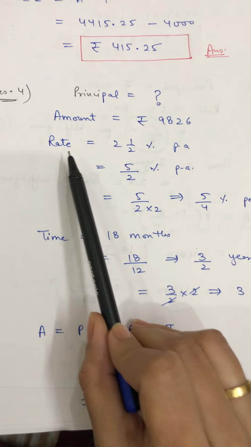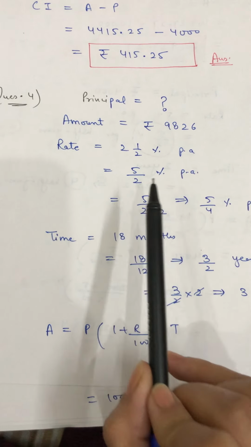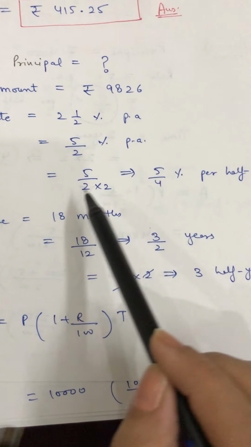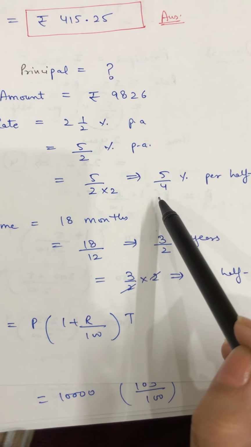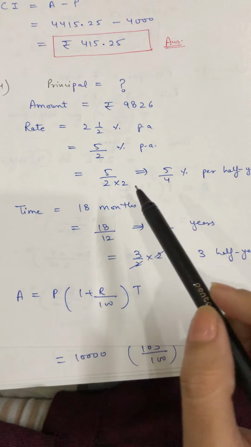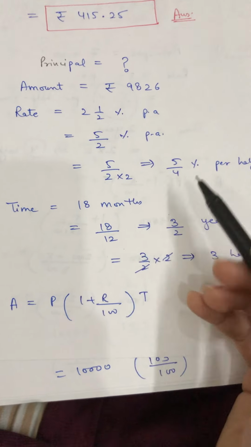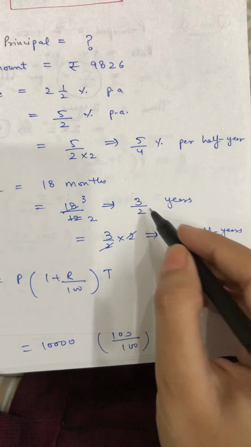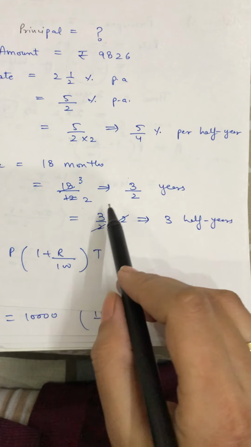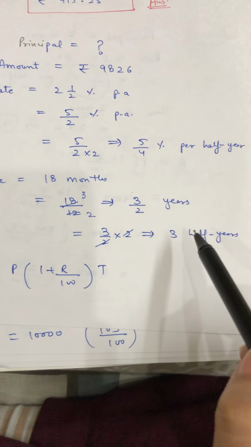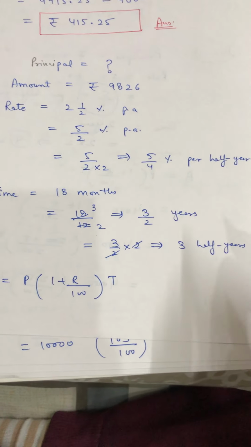Now for half yearly, you divide the rate by 2. 2 is already there, divide by 1 more 2, it is now 5 by 4. 5 by 4 per half year. Time is 18 months. 18 means 18 upon 12. Cancel on 6 table: 6 3s are 18, 6 2s are 12. So it is 3 by 2 years. For half yearly you have to multiply by 2. Now 2 and 2 get cancelled. So 3 half years are the time.